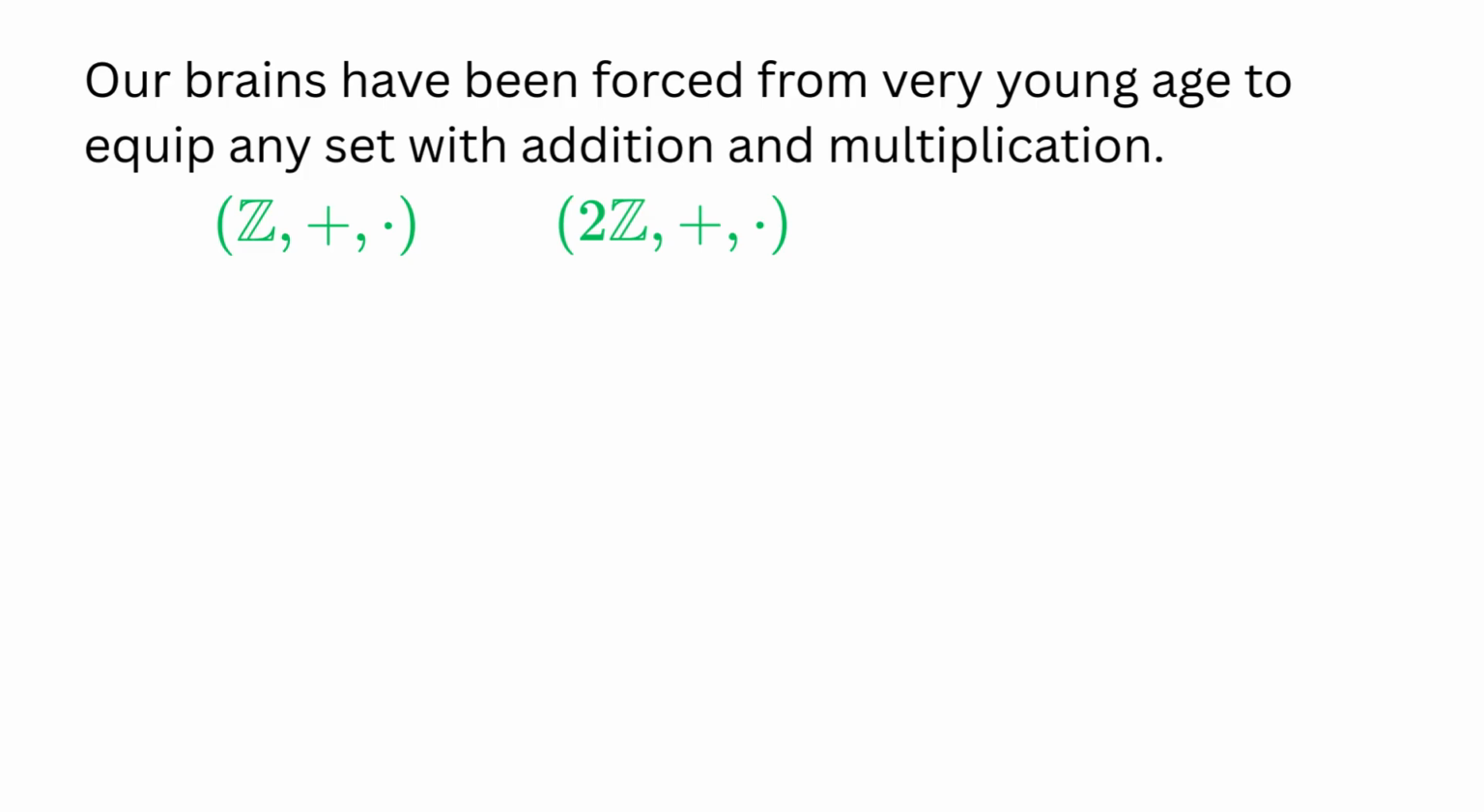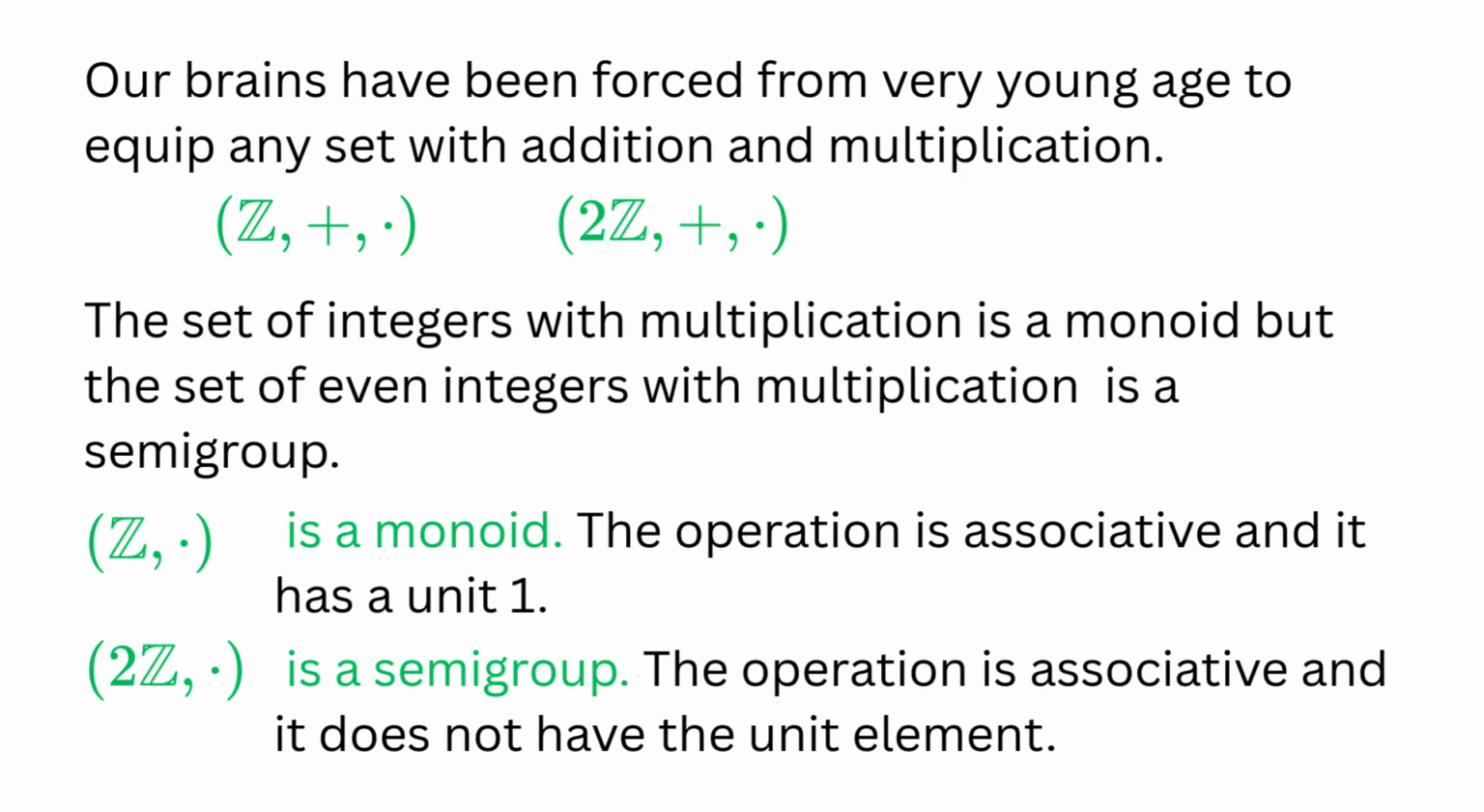The set of even integers endowed with addition and multiplication and the set of integers equipped with addition and multiplication are not isomorphic structures. More precisely, the set of integers with multiplication is a monoid, but the set of even integers with multiplication is a semigroup. The latter is missing the unit element. Hence, the two structures when addition and multiplication are taken into account are different.